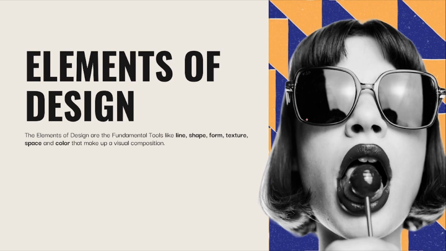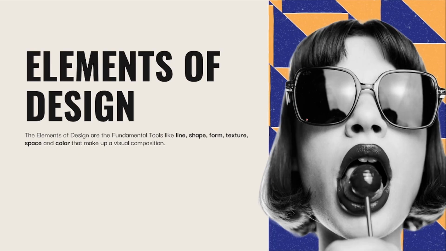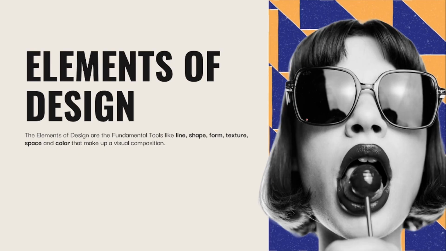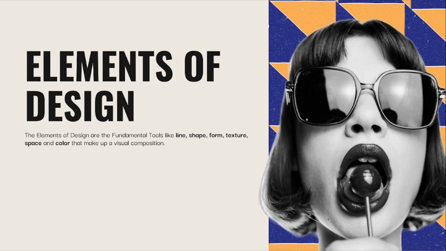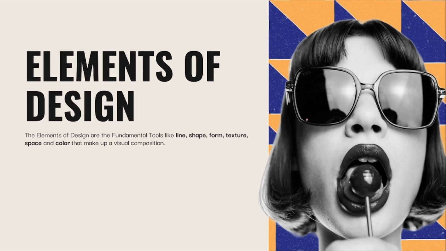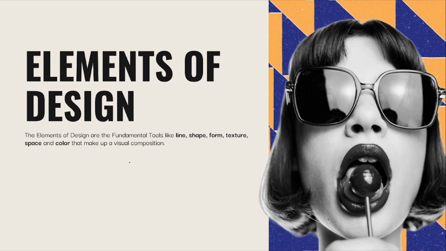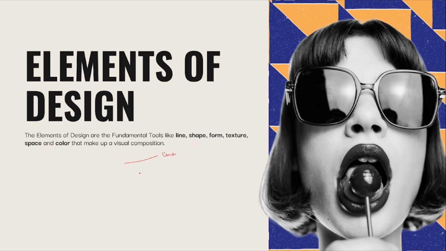So firstly, we'll be looking at the elements of design, and I wouldn't really be going in depth into each of these because they are more like things you can just pick up. We have line, we have shape, we have form, we have texture, we have space, we have color. There's no need for me to start explaining. This is basically a line, right? We all know what a line is.